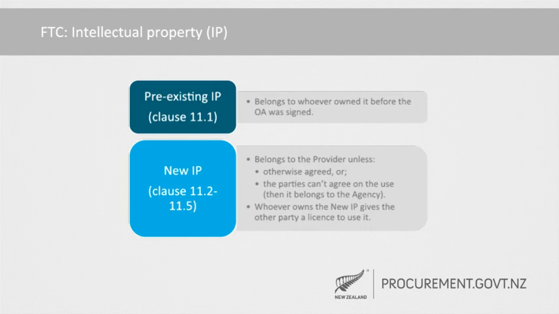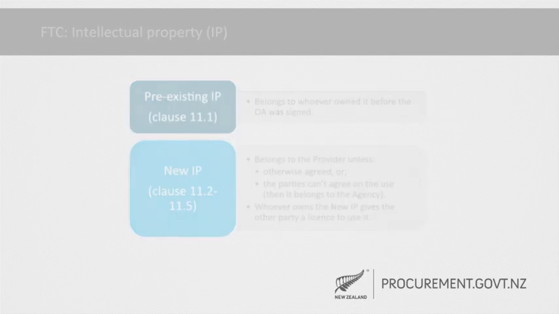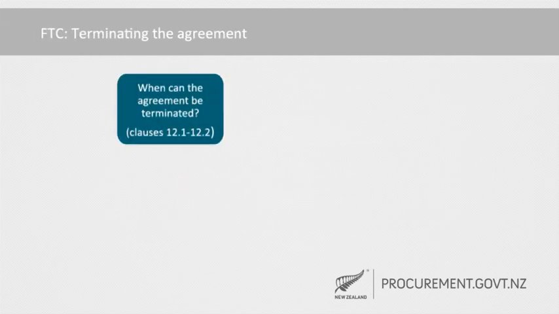Irrespective of who owns the new IP, the owner of the new IP grants the other party a limited license to use that new IP for any purpose connected with performing its obligations under the outcome agreement. That means the provider and agency will need to agree when and how that new IP will be used. If they can't agree about this, then the starting position is reversed and the new IP will belong to the agency that paid for its creation, with the provider having a license to use that new IP.